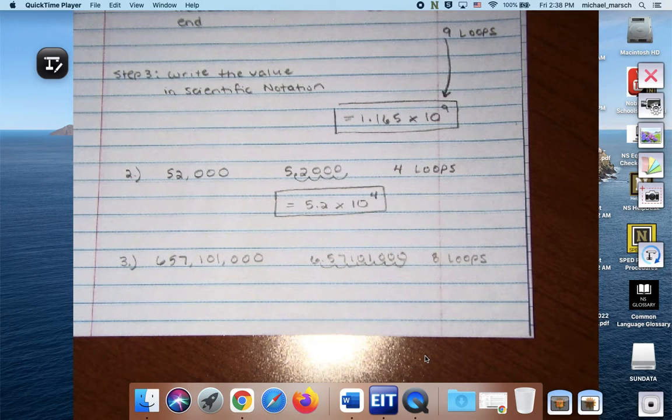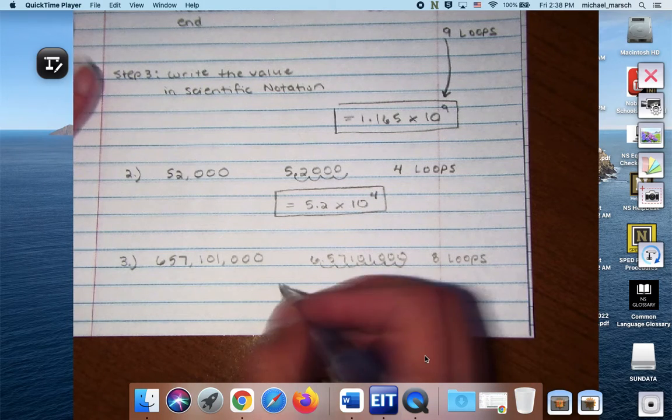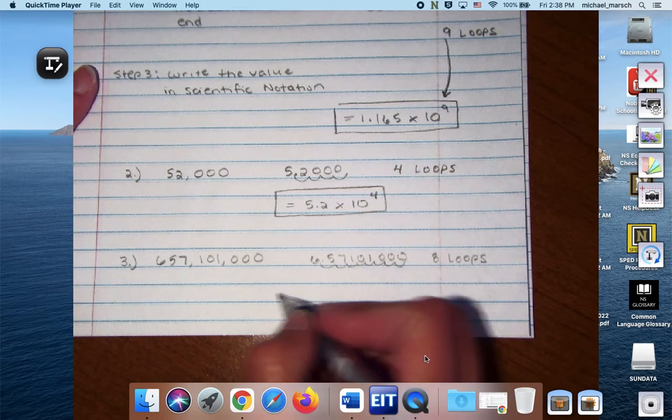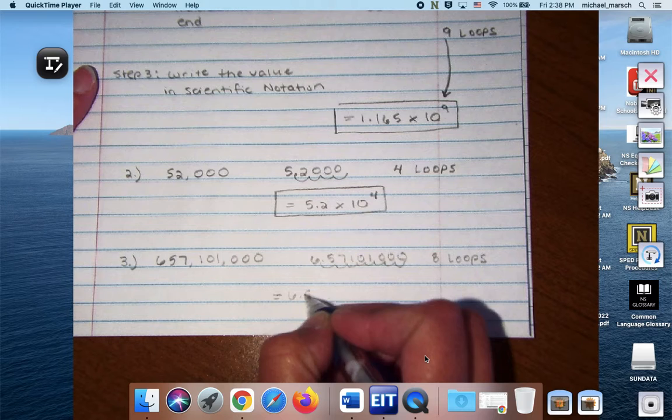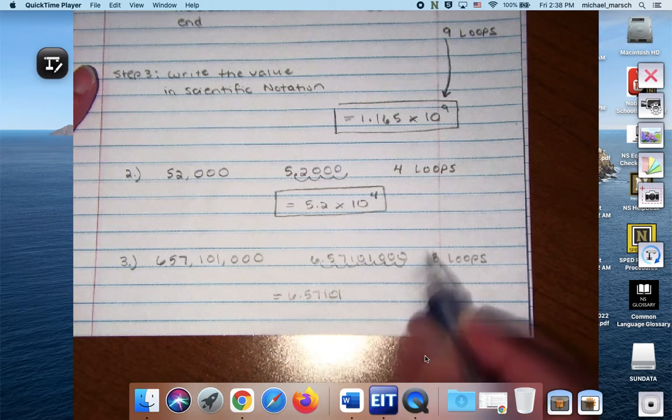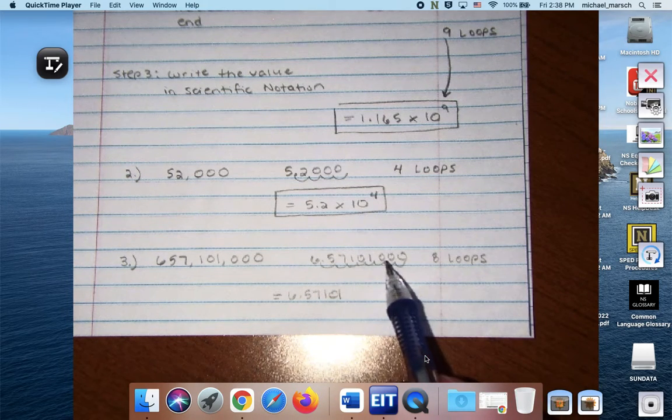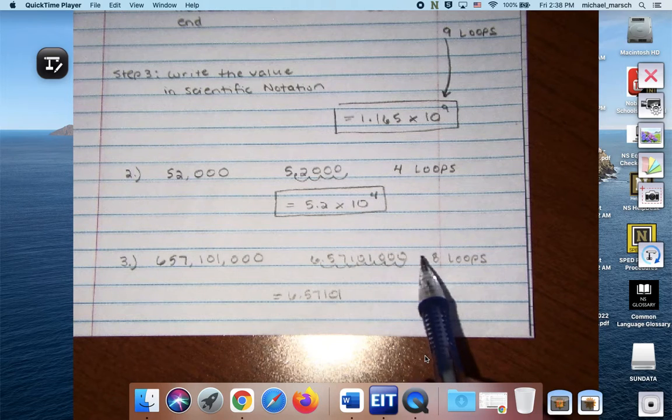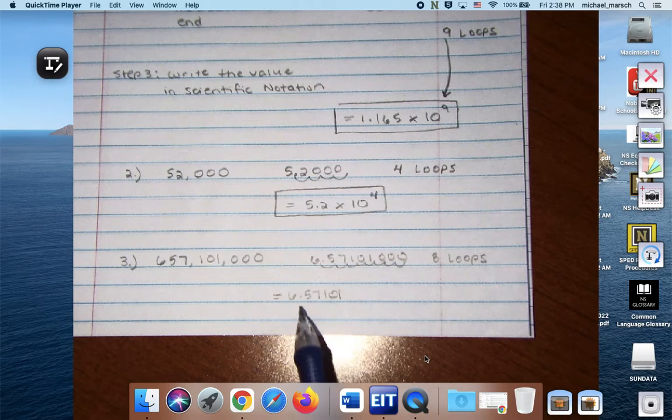What is my scientific notation going to be for this value? Dimitri? 6.57101, because you have to show all the digits until you can drop all the zeros. That's the shortcut, right? Show the digits until you get to the repeating zeros. Yep.